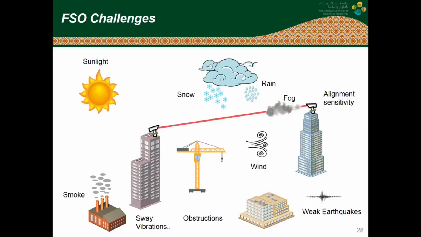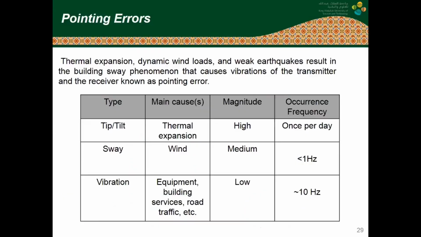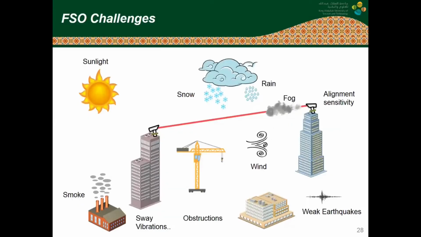Now, often one way to bypass this problem is to use a hybrid system that has a backup link, like an RF backup link that will allow you to switch towards this RF link if your FSO link fails for one reason or another, in particular if these reasons are weather related.